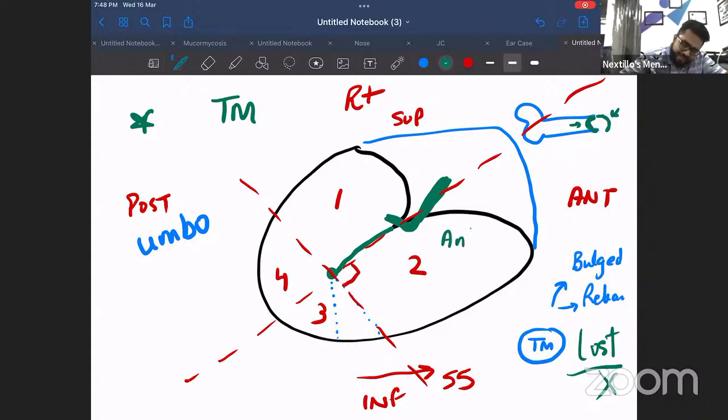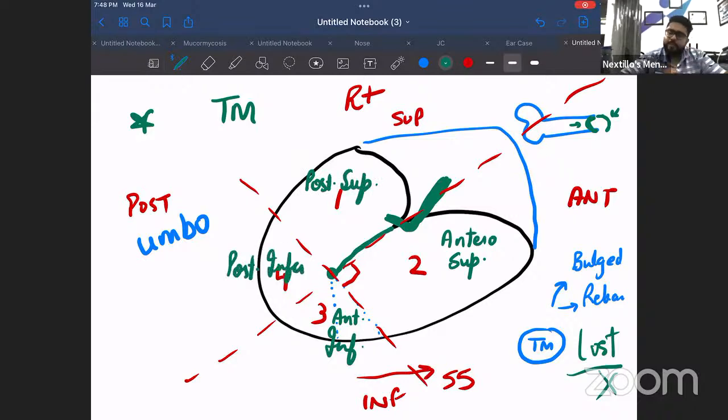This is the anterosuperior quadrant. This is the anteroinferior quadrant. Similarly, this is the posterosuperior quadrant. This is the posteroinferior quadrant. Very simple. So this concept is very simple. These are the quadrants.